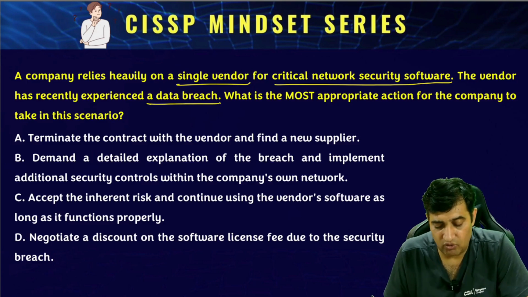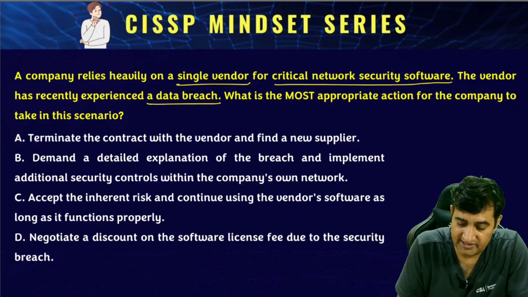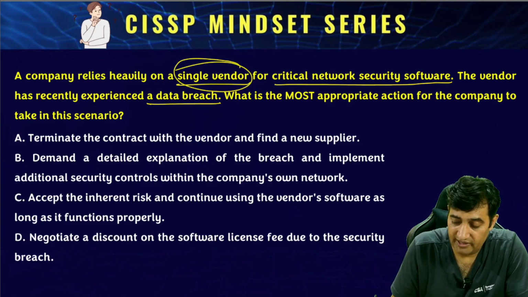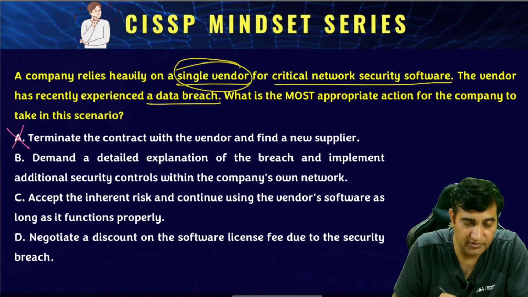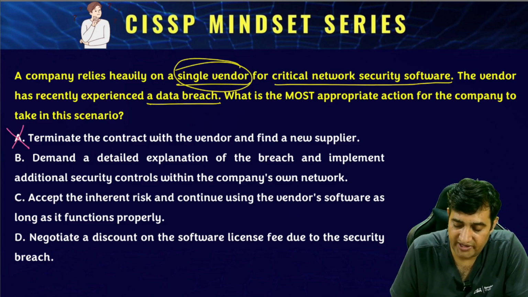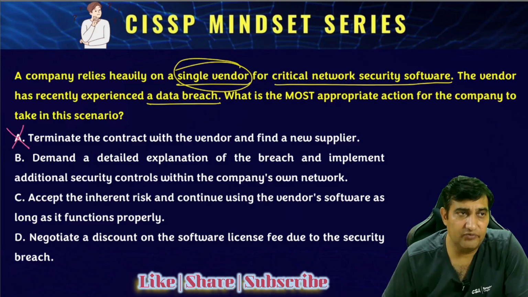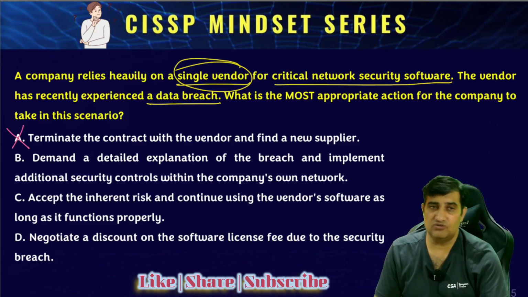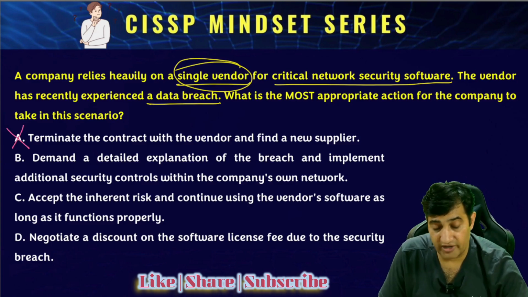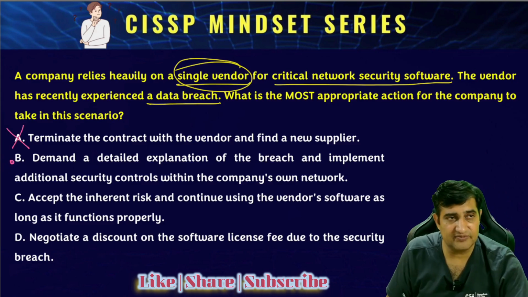Number one, terminate the contract with the vendor and find a new supplier. This can have an immediate impact on the company because it is a single vendor, so it may not be the best choice. We'll drop this idea. Next one says demand a detailed explanation of the breach and implement additional security controls within the company owned network. I think that's the best thing you can do if your vendor has been breached, and then slowly you try to find out other controls. So it makes sense, but we'll go through the other options as well.